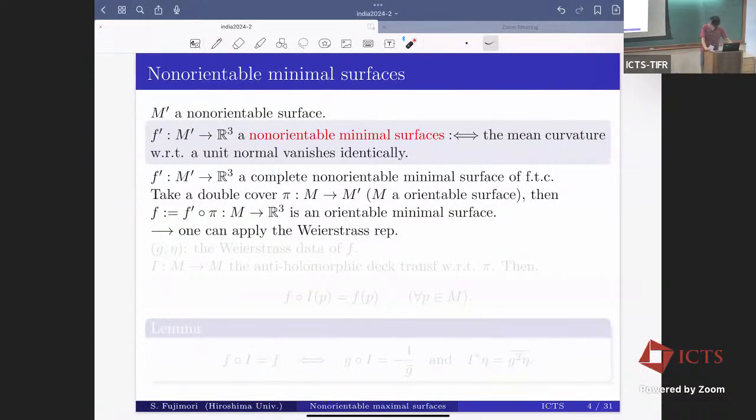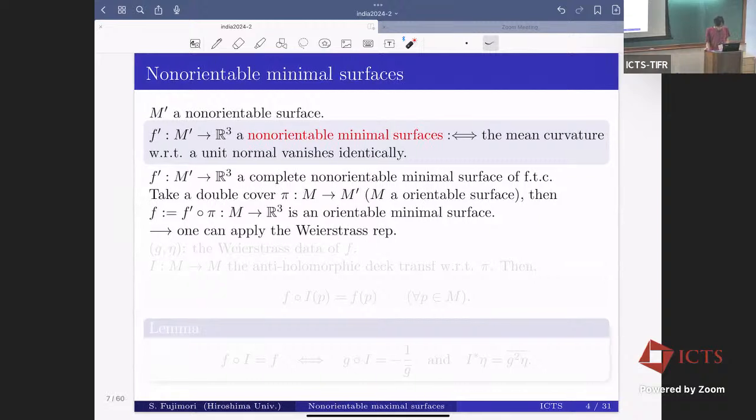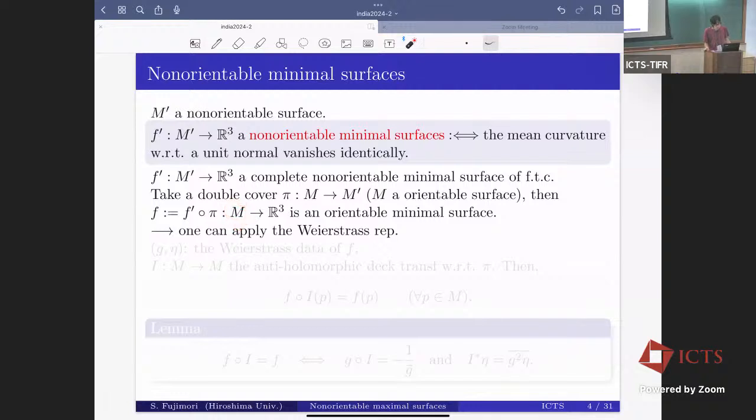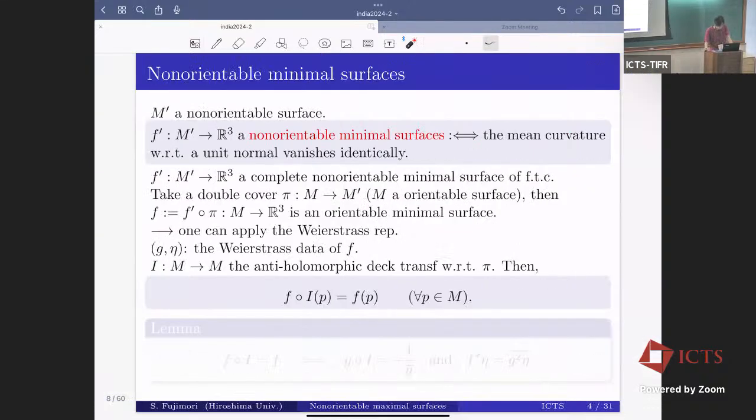Now let F prime be a complete non-orientable minimal surface of finite total curvature. Then we can take a double cover, where M is an orientable surface, and then F is an orientable minimal surface. Since M is a Riemann surface, one can apply the Weierstrass representation. Let G and eta be the Weierstrass data of F.